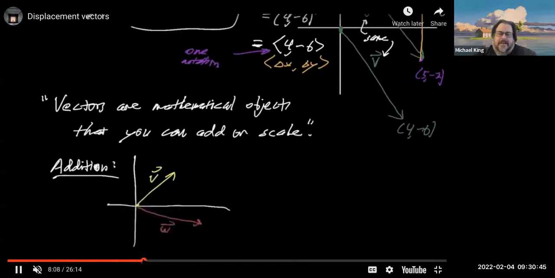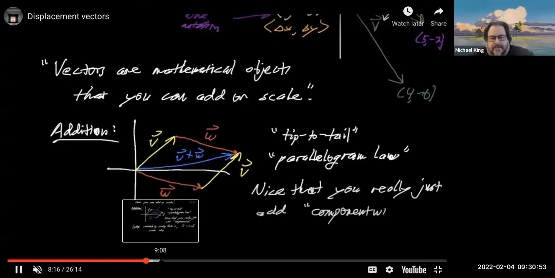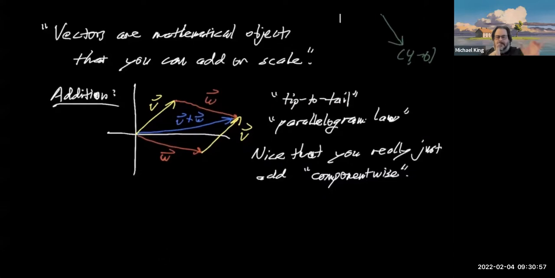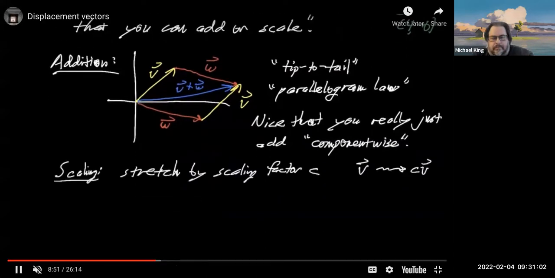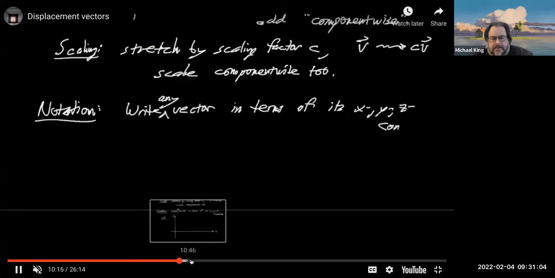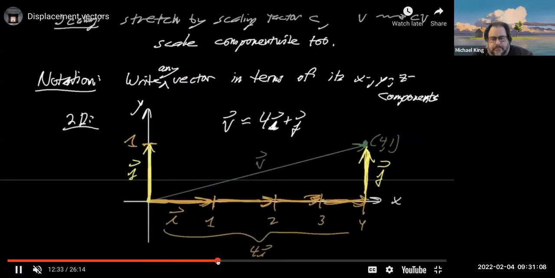Right, you can add them and scale them. You basically add component-wise, but there's this geometric way to visualize that. We're going to have to think of these arrows as being able to pick them up and move them around. Did anybody have any questions? Anything confusing? You can write everything in terms of the special vectors i and j.